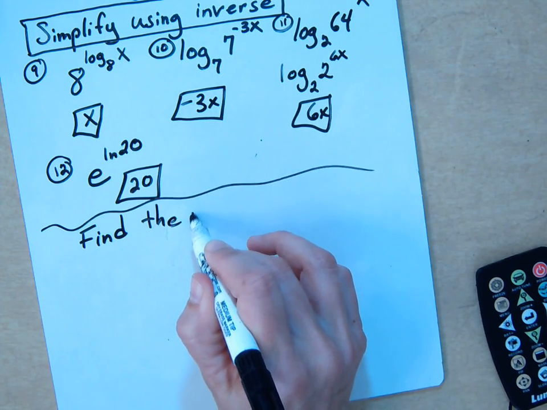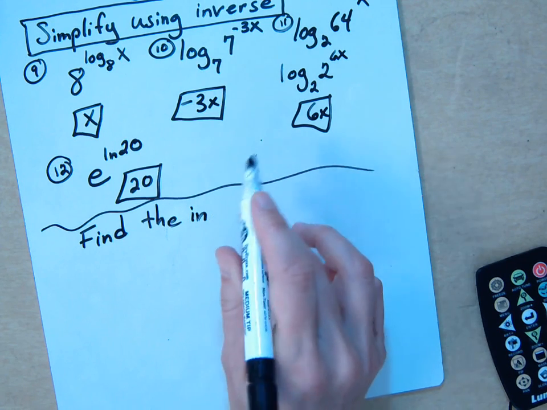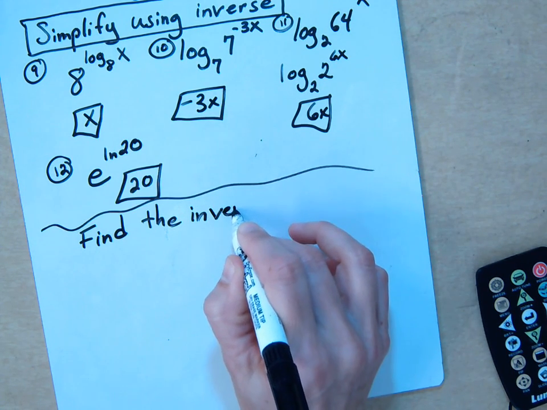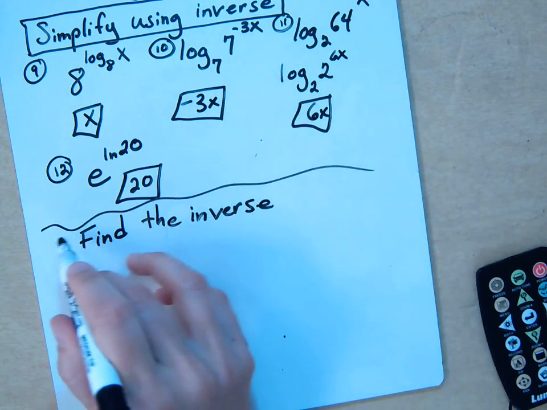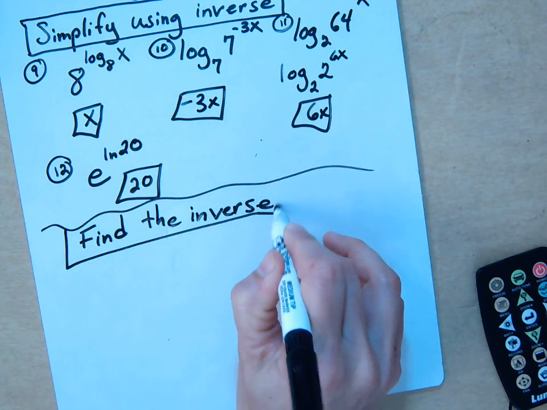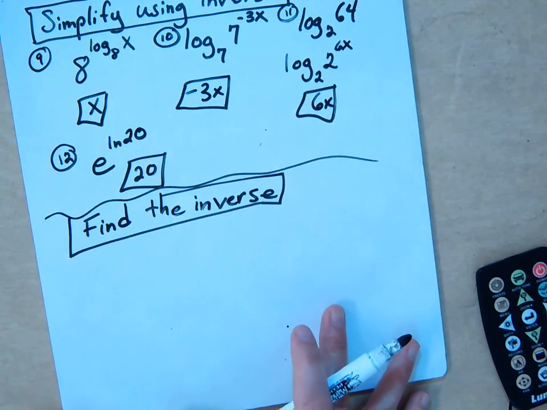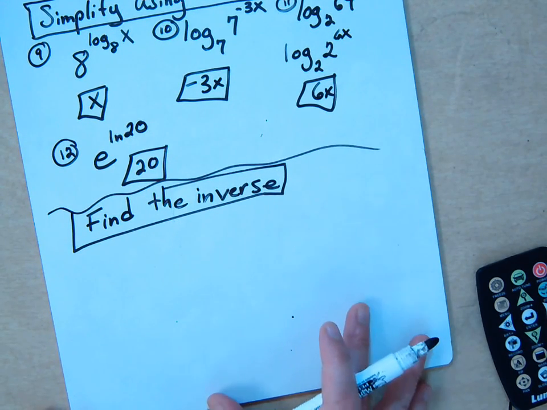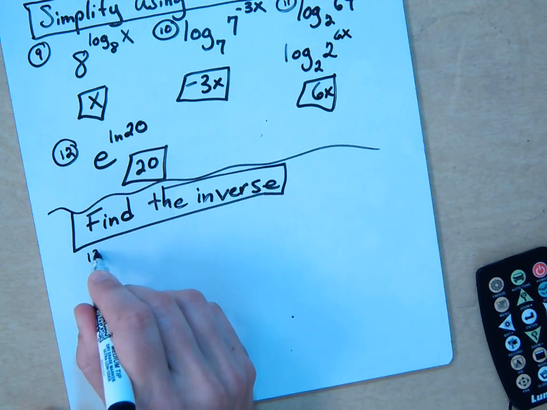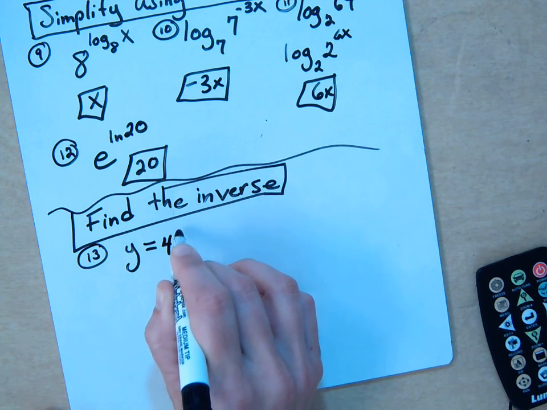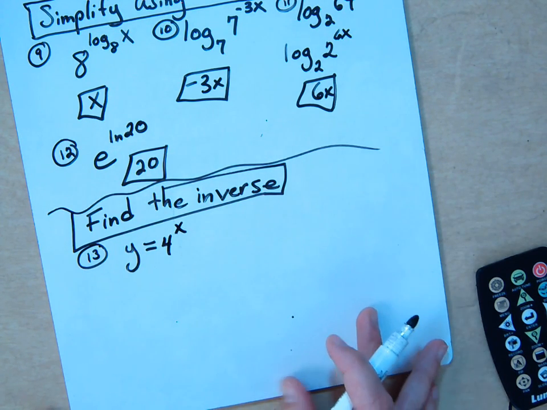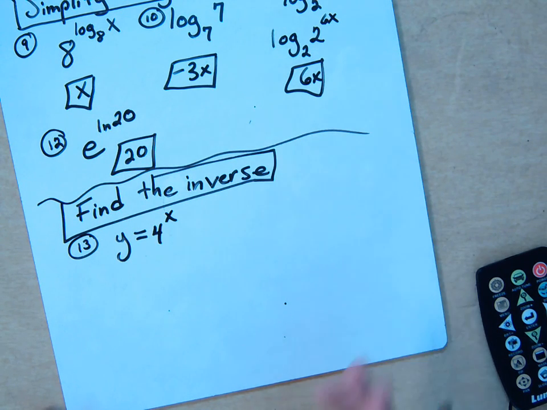That's a good question. So the last thing is to find the inverse of an equation. We're just going to do a couple of examples. If you have y equals 4 to the x, and I want to find the inverse, all I have to do is write it in logarithmic form.